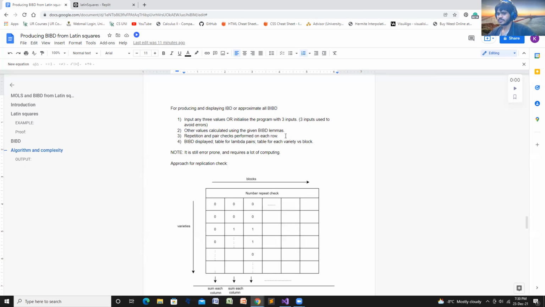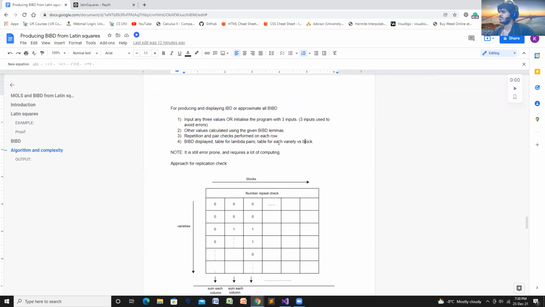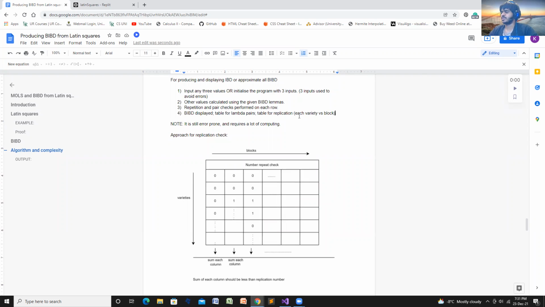And the approximated BIBD will be displayed, along with a table for lambda pairs and a table for variety versus block. That will be the table for the replication, that is the repetition of each variety in all of the blocks that will be formed.